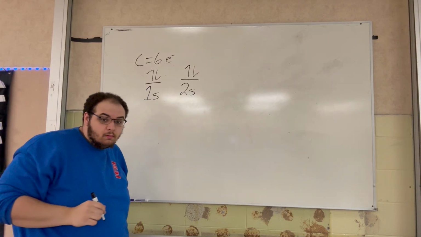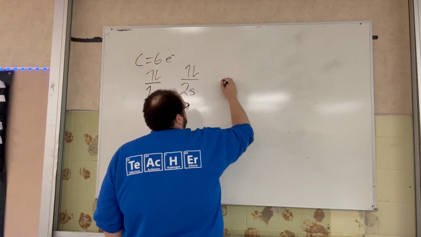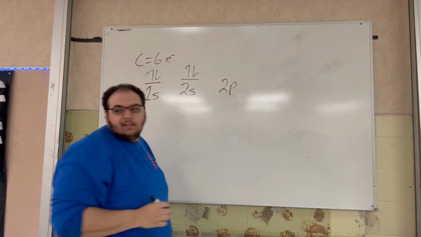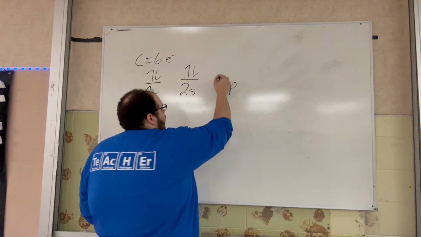1p, 2p. How many orbitals can go in 2p? 3. So that's 1, 2, 3, 4, 5, 6 electrons.